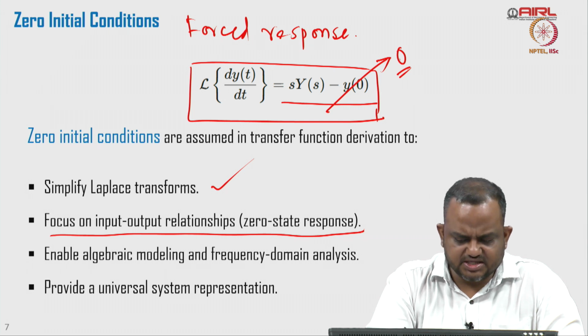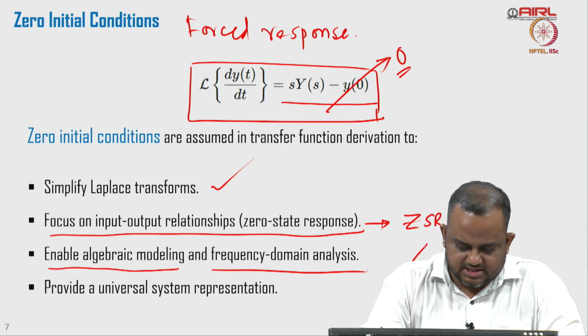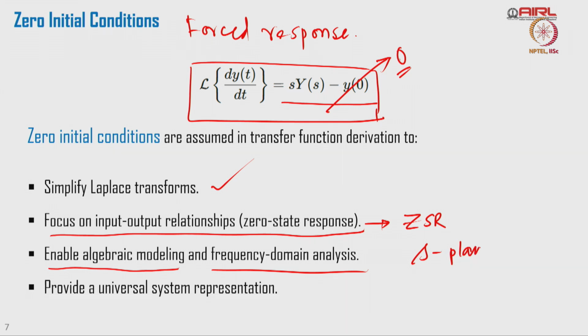Okay. It enables algebraic modeling and frequency domain analysis. In the s plane, we can do the analysis, fine, and it provides universal system representation. Okay. The only thing is that when you take a 0 initial condition, it might not be a very practical scenario in all the cases. In some of the systems, initial conditions will be there, will be non-zero. So, in those cases we have to check carefully, and when I define the limitations of transfer functions, I will come back to these points one by one.